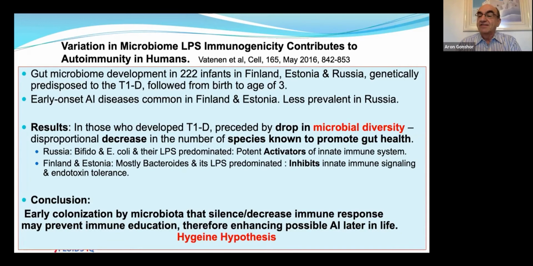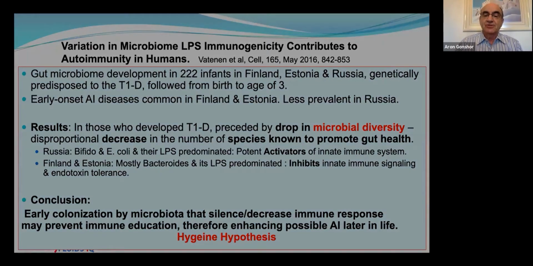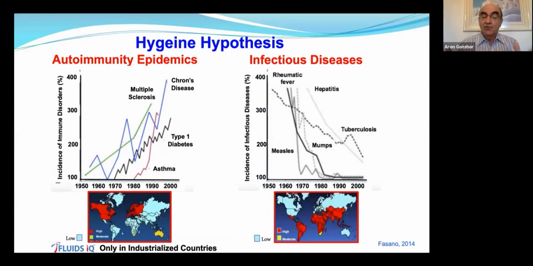And that may prevent what is called immune education, in which the child begins to learn at an early age what it needs to do to fight all of the different infections, and therefore will be enhancing possible autoimmune disease later in life. And that is part of what we call the hygiene hypothesis. What's the hygiene hypothesis, you may ask? Well, we know that since the middle of the last century, we have had an incredible decrease in infectious diseases. We've really almost conquered those diseases. Rheumatic fever, hepatitis, measles, you name it. But guess what's happened at the same time?